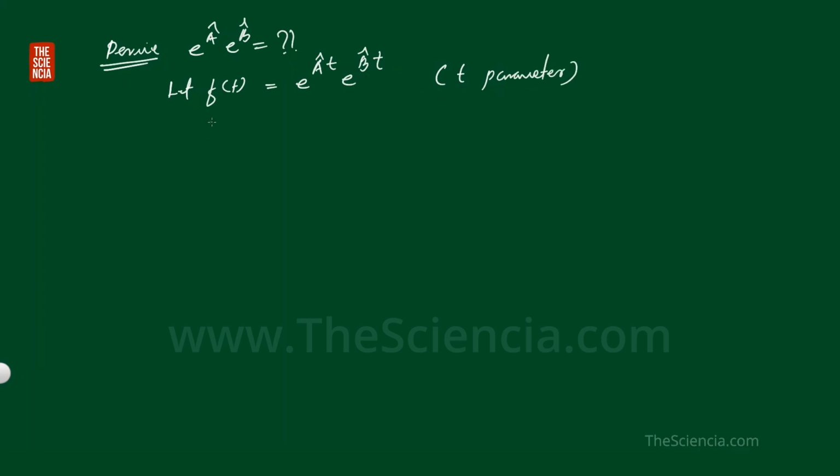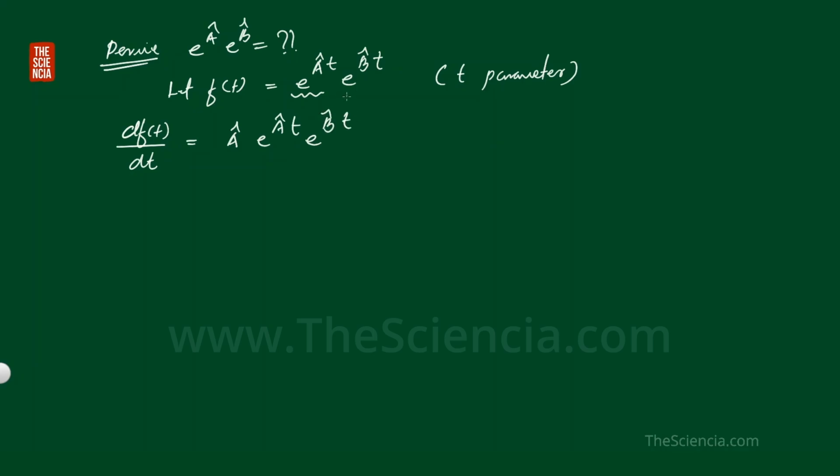Now I am going to take the derivative of this function, that is df(t) with respect to time, dt. So what will we get? We have to take the derivative of the first term. The derivative of e^(at) is e^(at) itself, and the derivative of at with respect to t is a. So we get a e^(at) e^(bt).